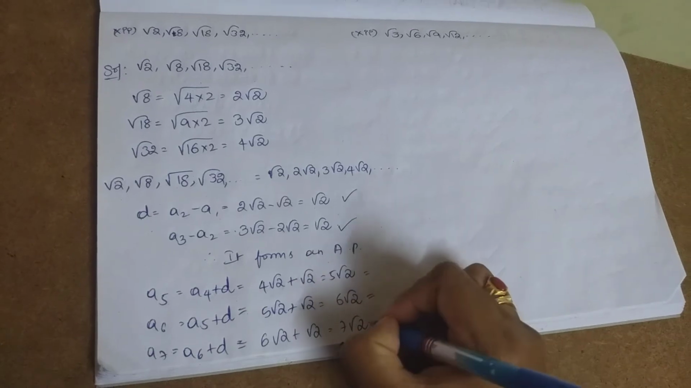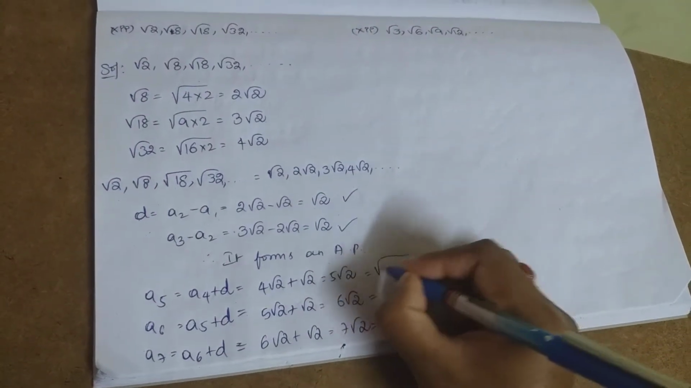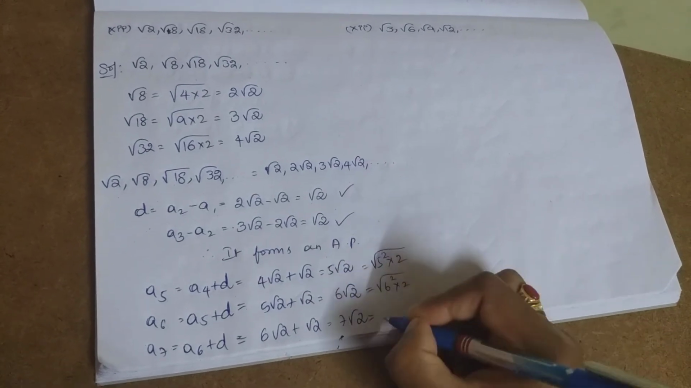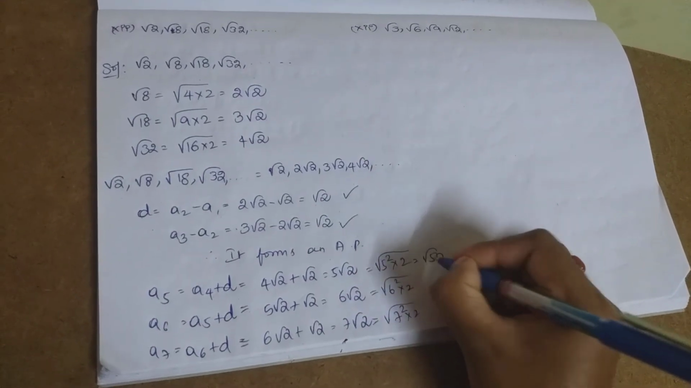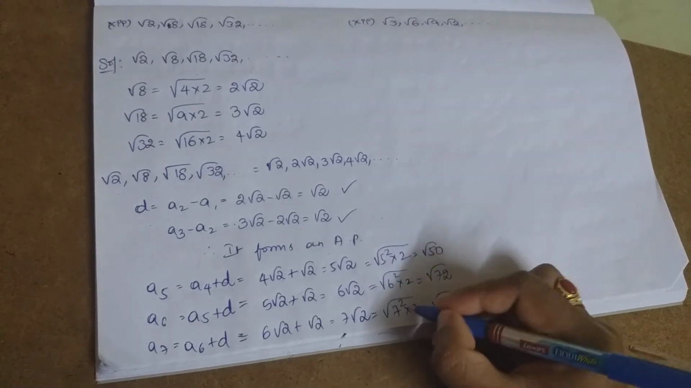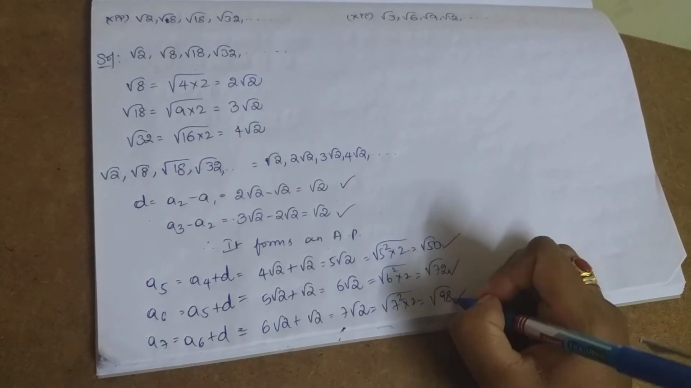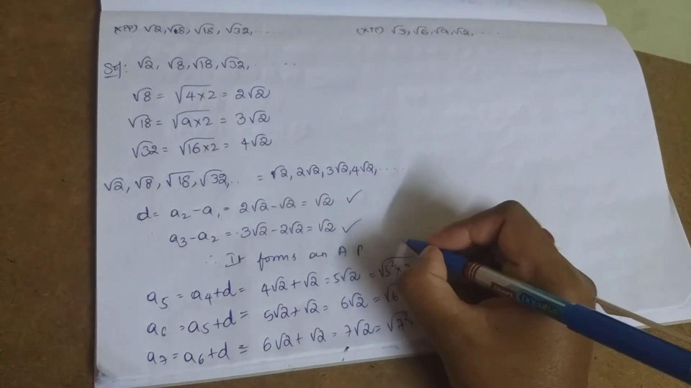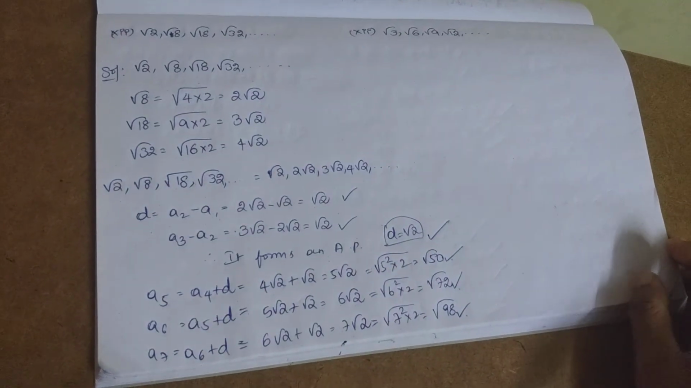In the question they have given it in the form of whole roots, so convert this into whole roots. What do you get? 5 squared into 2, 6 squared into 2, 7 squared into 2. 5 squared is 25 into 2, we get 50. 6 squared is 36 into 2, we get 72. 7 squared is 49 into 2, we get 98. So the 5th, 6th and 7th terms are root 50, root 72, root 98, and the common difference we found is root 2. So this is the solution for sub-question 12.